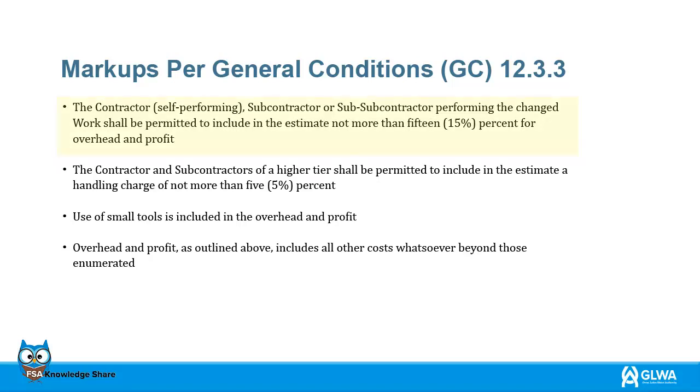The contractor, self-performing, subcontractor or subcontractor performing the changed work shall be permitted to include, in the estimate, not more than 15% for overhead and profit. The contractor and subcontractors of a higher tier shall be permitted to include in the estimate a handling charge of not more than 5%. Use of small tools is included in the overhead and profit. Overhead and profit, as outlined above, includes all other costs whatsoever beyond those enumerated.